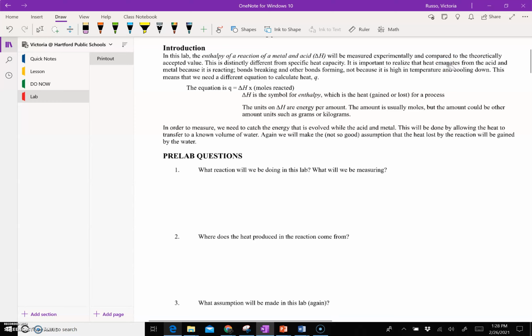Hold on, my pen is... Bonds forming, as the pen never works. So bonds forming in the reaction. And since it's exothermic, this has to be greater than the bonds breaking. Otherwise, it would be an endothermic reaction. But the heat produced comes from bonds forming in the reaction.